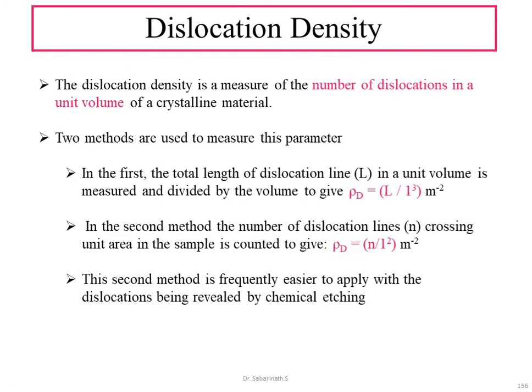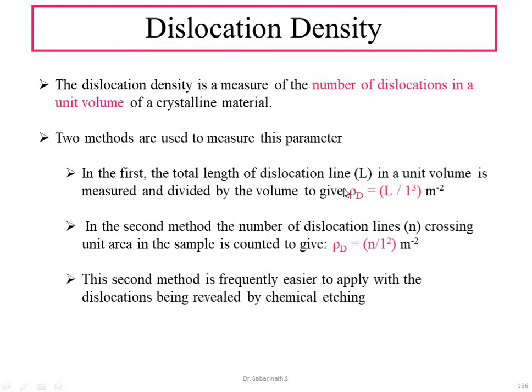And one more topic we need to discuss. This is the dislocation density. Dislocation density is the measure of the number of dislocations in a unit volume of a crystalline material. There are two methods to measure this. The first one is that the total length of dislocation lines in a unit volume is measured. This is one technique.